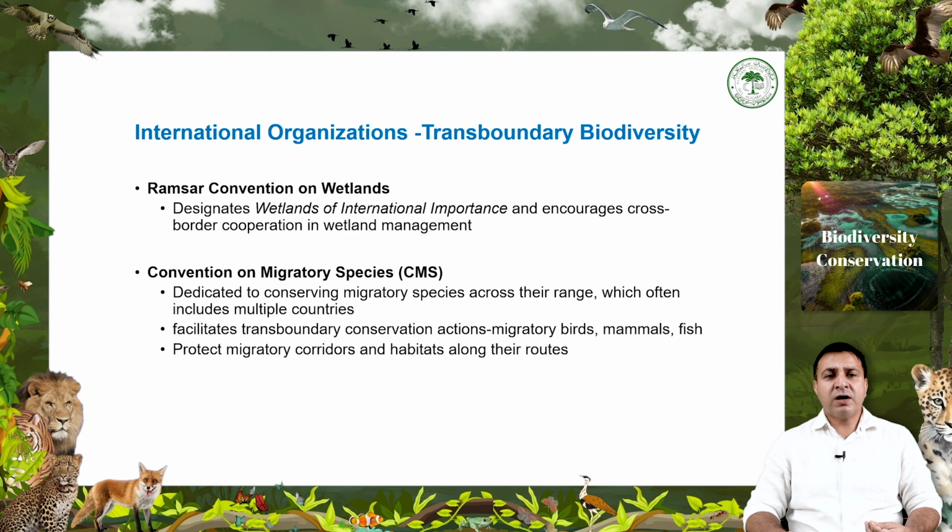Another organization that works for transboundary conservation is the Convention on Migratory Species. The CMS is also known as the Bonn Convention. CMS is dedicated to conserving migratory species across their range, which often includes multiple countries, because boundaries are for human beings, not for animals. So CMS facilitates transboundary conservation actions for migratory birds, mammals, fish, and numerous other species, establishing agreements to protect migratory corridors and habitats along their routes.